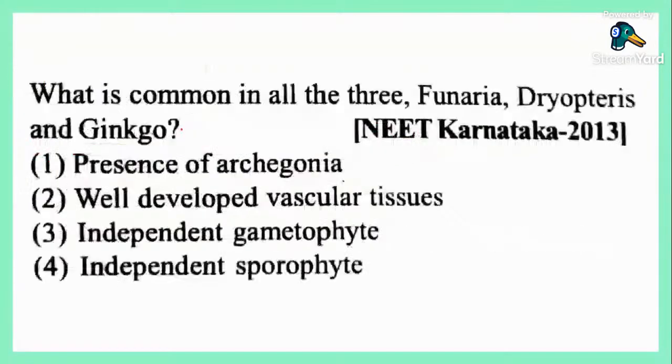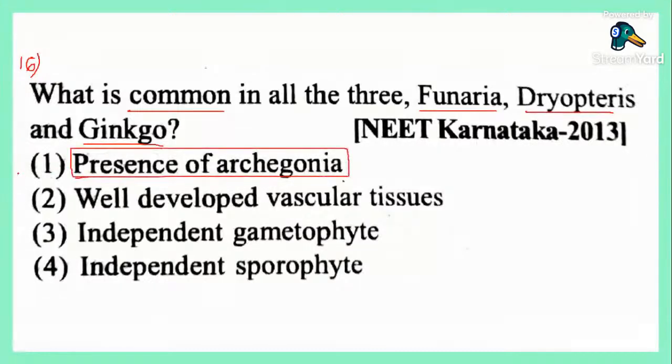Moving on to question number 16. Easy question from NEET Karnataka 2013. How many questions from the single chapter have we done from NEET Karnataka 2013? What is common in all these three: Funaria, Dryopteris and Ginkgo? Bryophytes, pteridophytes and gymnosperms. Very good. They all show the presence of archegonium, maybe on the same plant, maybe on different plants, depending upon the class. Anyway, they will show both the male and the female reproductive structures, that is, the presence of archegonium.